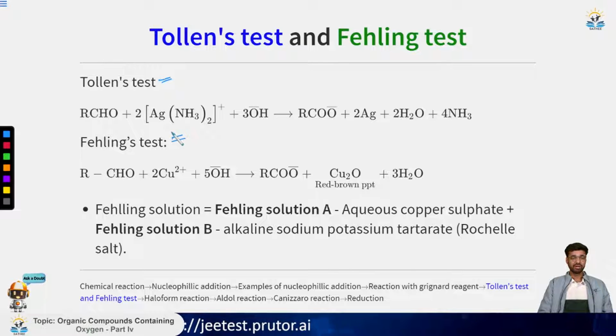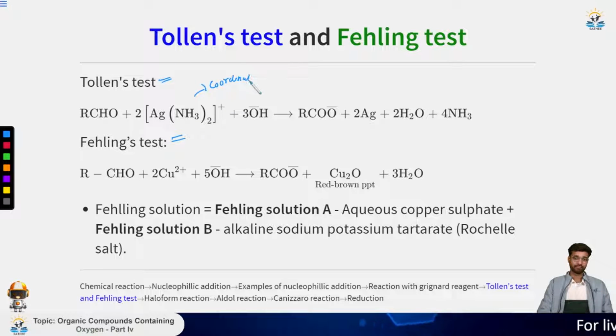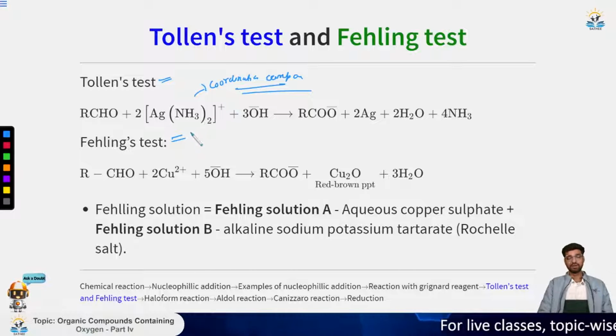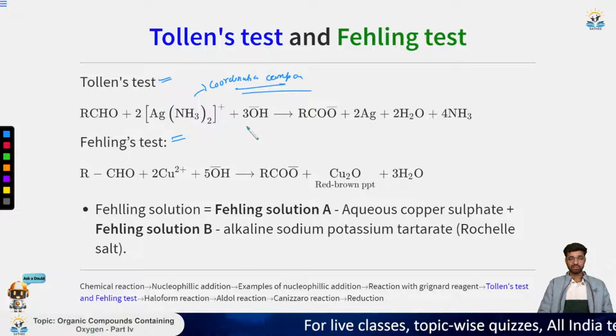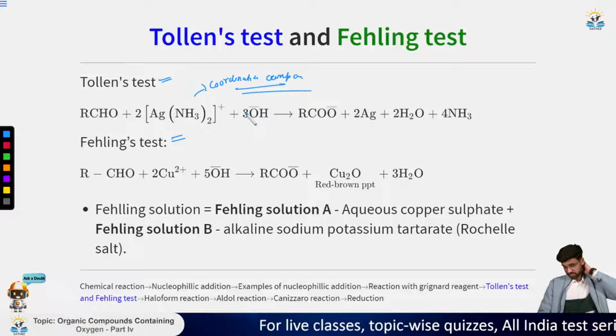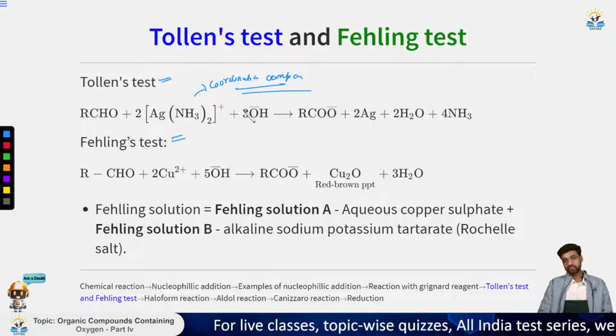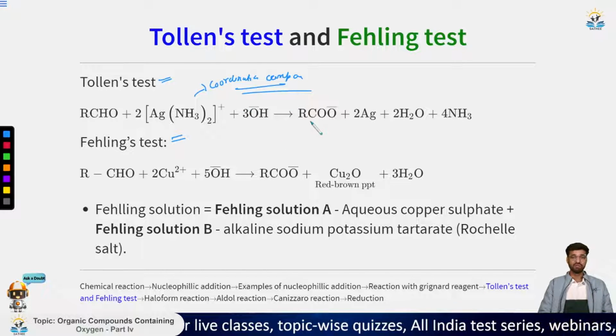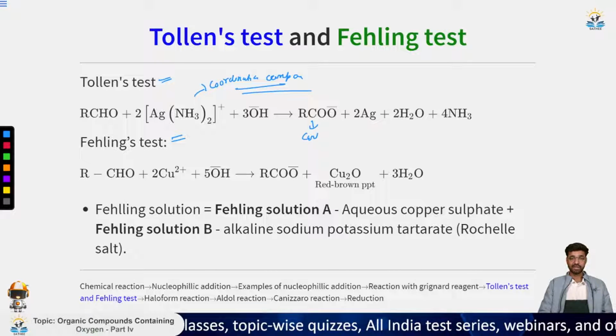So in Tollens' test, what do we take? We take a complex of Ag, a coordination compound. It is a complex of silver, which has 2 ammonia, and it has a linear structure. We will take 2 moles of this, and in the presence of alkaline medium, that is 3 moles of OH minus, we will get our carboxylate ion.